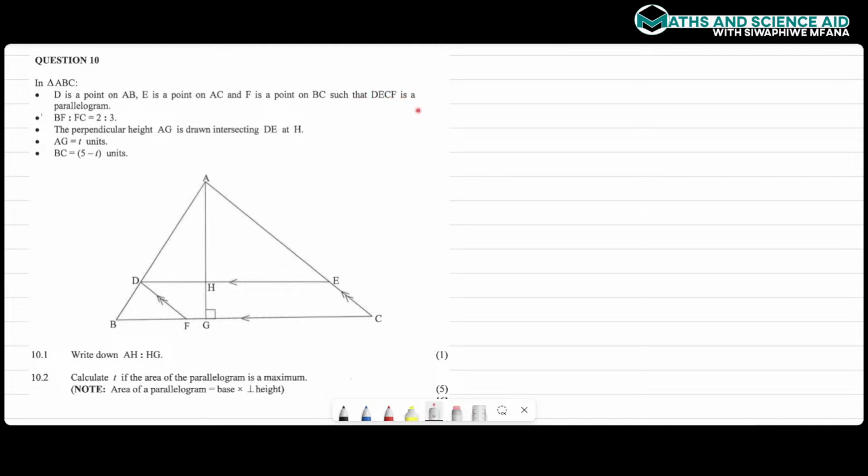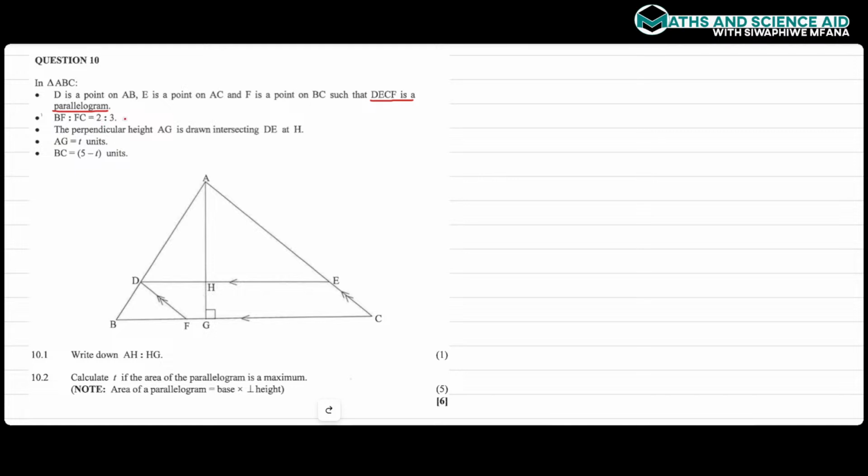DECF is a parallelogram. So we've got a parallelogram here, DECF. So here it is, DECF. That's the parallelogram. Hence we've got opposite sides parallel to each other, as expected in a parallelogram. And then we are given a ratio. The ratio of BF to FC is equal to 2:3.